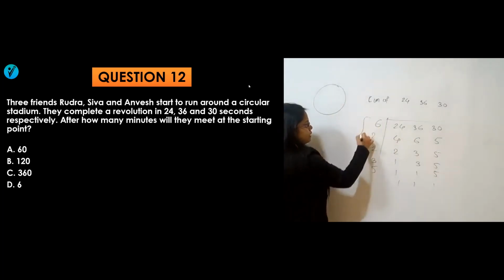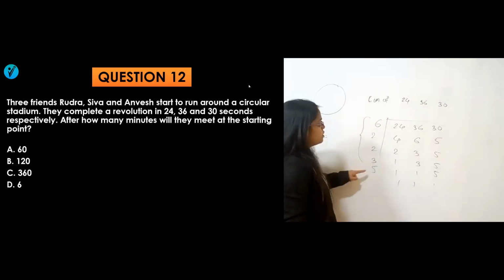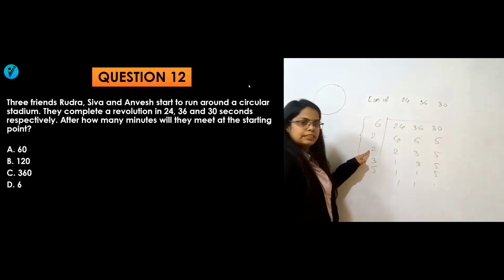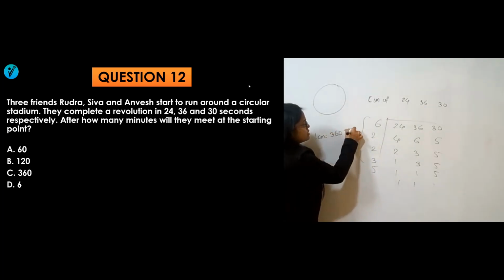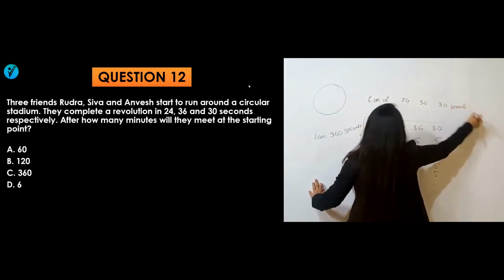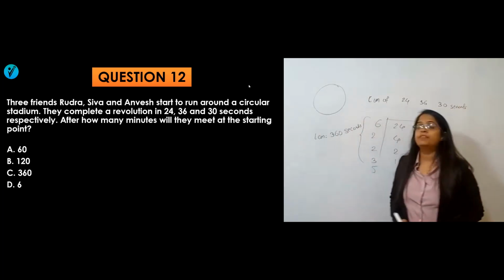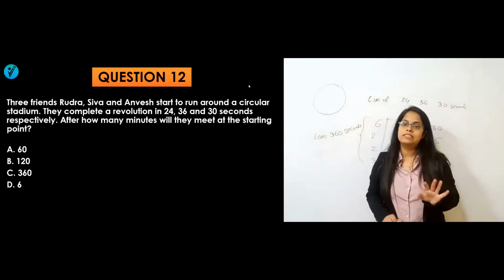So what will be the LCM? LCM will be the multiplication of all of these. So LCM will be equal to what? 5 times 3 is 15, 15 times 2 is 30, 30 times 2 is 60, 60 times 6 is 360 seconds, because these were all in seconds. But the question asks, after how many minutes will they meet? They are not asking about the seconds.